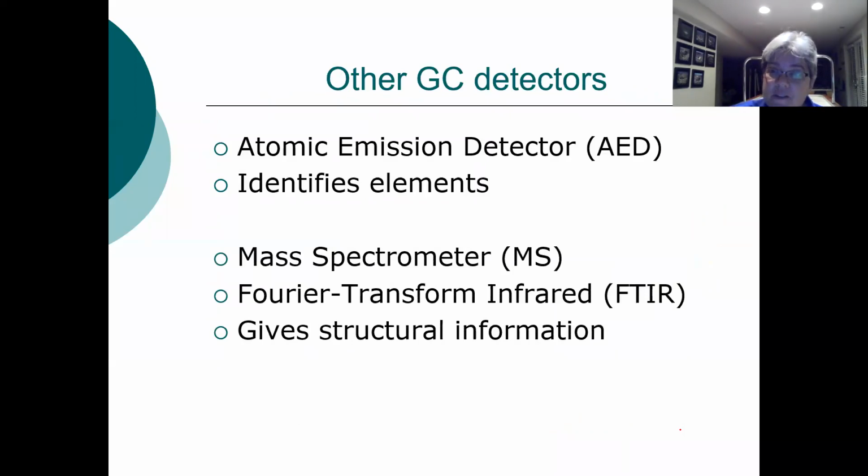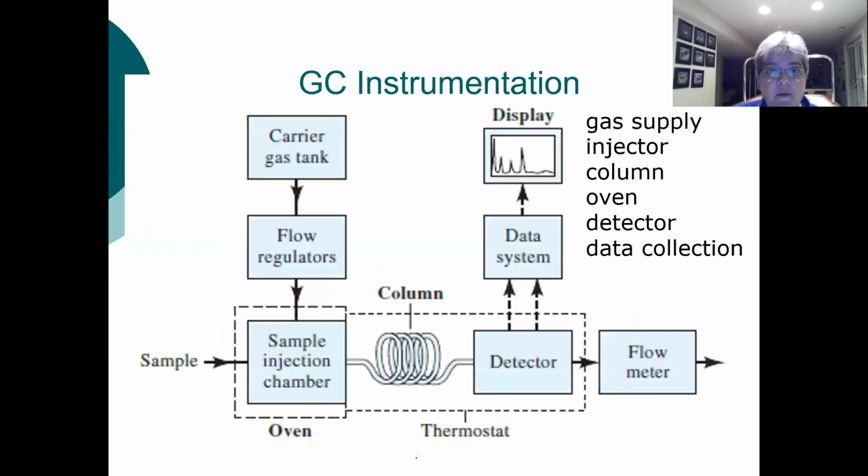There are some detectors that can give you more information. There's a detector that uses atomic emission that can actually identify. So it gives you qualitative and quantitative information. Also, you can use something called mass spec or FTIR to get structural information. We're not going to talk about these because we haven't talked about these methods, but just so you know, there are lots of other detectors out there. Okay, so we've kind of looked in general at all of these different components.